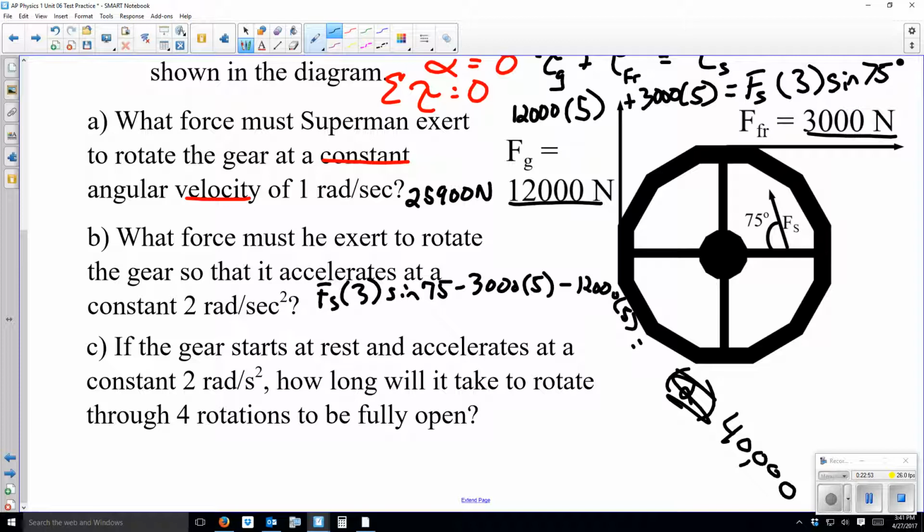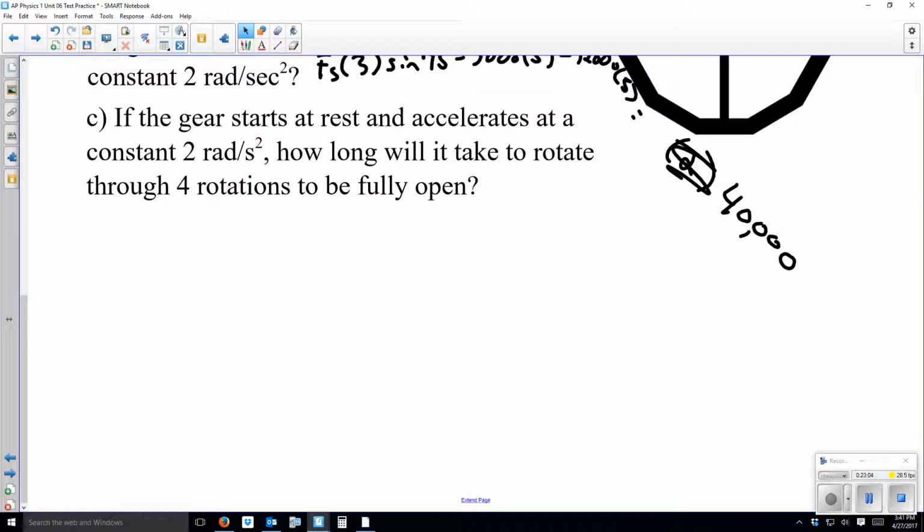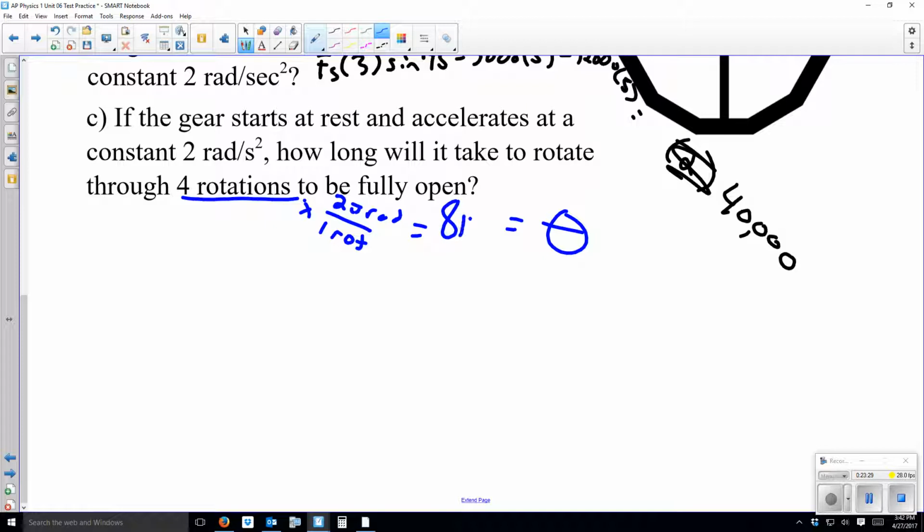Down to letter C. Here we've got a problem where it says if the gear starts at rest and accelerates at a constant 2 radians per second squared, how long will it take to rotate through 4 rotations to be fully open? I'm going to go ahead and convert my rotations into radians. So 4 rotations, and I get 1 rotation for 2 pi radians. So I end up with an angular displacement of 8 pi radians. I like to start there. I like to get all of my units using the same value for the angular displacement in radians. So I've got 8 pi radians as my delta theta.